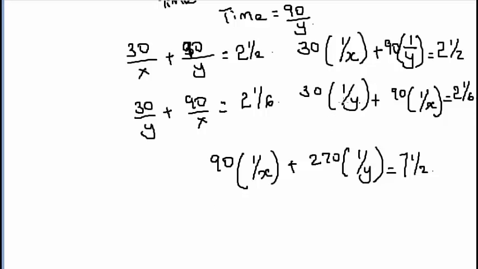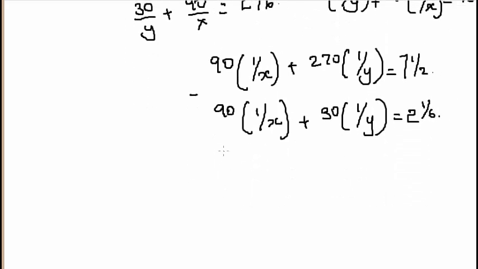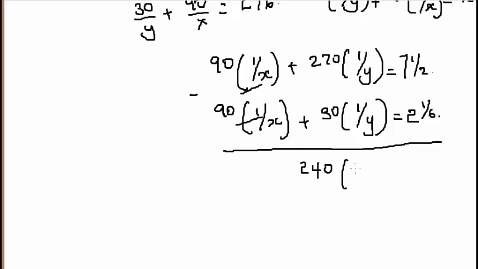So let's go back to equation 2. Equation 2, we are not making any changes. I still have my 90 into bracket 1 over x plus 30 into bracket 1 over y is equal to 2 whole number 1 over 6. The reason why I multiply the first by 3, like I said, is that I want to do the elimination method. So I'm trying to eliminate 1 over x. Now by subtracting these two equations, you see that this cancels out this. I'm left with 270 minus 30, which gives me 240 into bracket 1 over y is equal to 7.5 minus 2 whole number 1 over 6, which will give me 5 whole number 1 over 3.